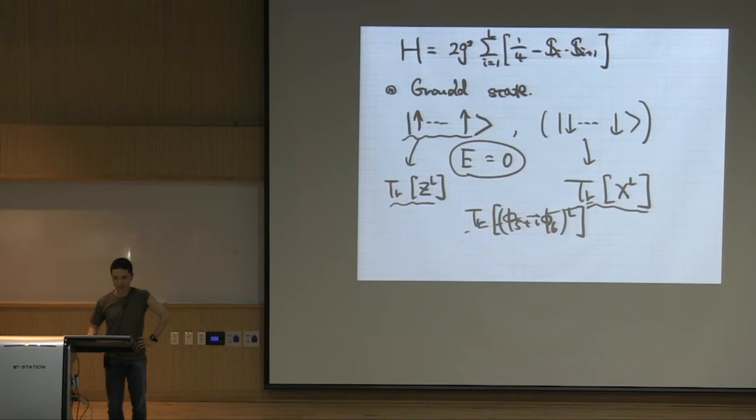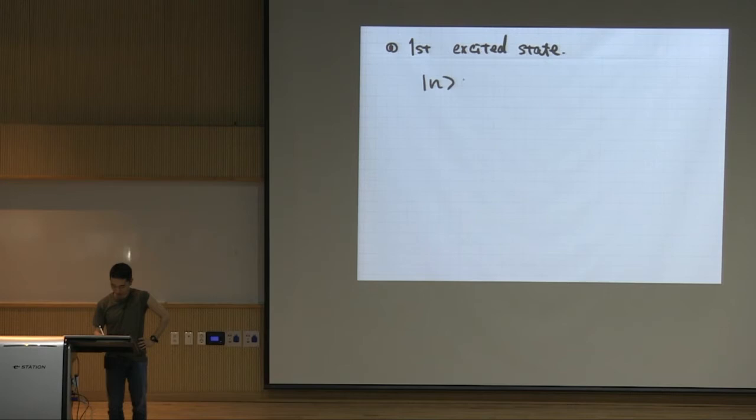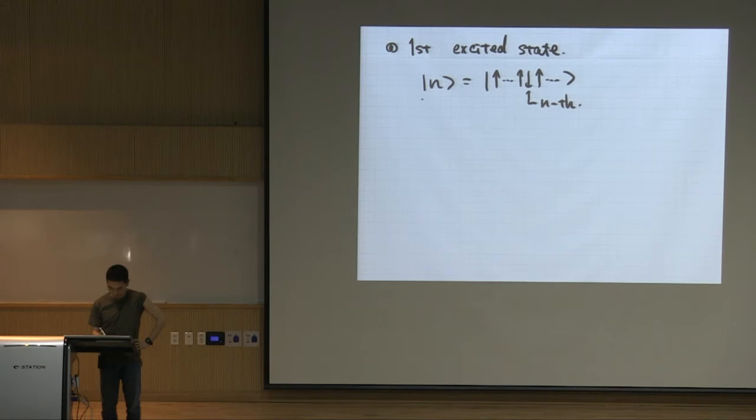And let's introduce some notation. I denote the state n. The state n means the state where the n-th spin is flipped. And let's use this notation and see how the Hamiltonian acts on this state n.